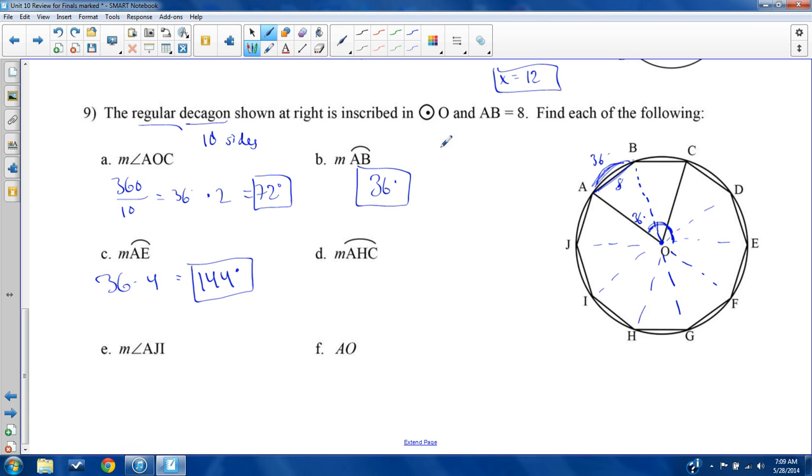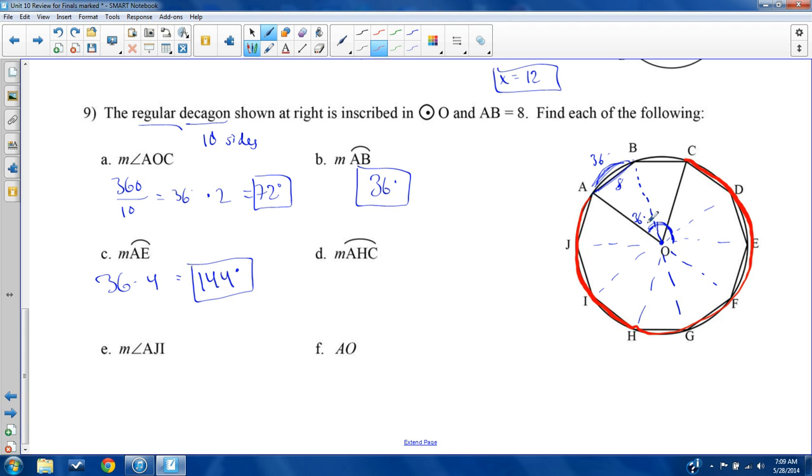Okay, measure of arc AHC. You see 3 letters. It means it's either a semicircle or major arc. Looks like it's a major arc. A, H, C. So it's a pretty big one. So you can do this one of two ways. You can either multiply, because remember, these are all 36. You can multiply 36 by the number of these.